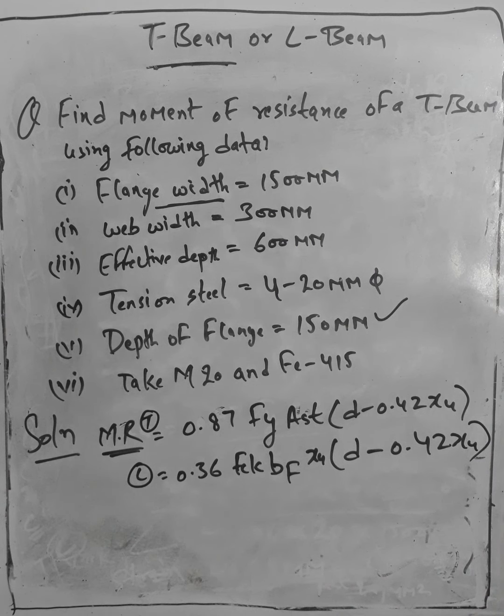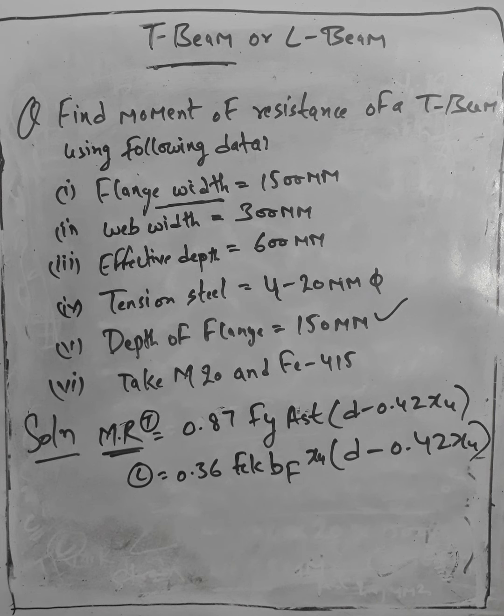But before finding the moment of resistance we have to check the section of the beam. Means we have to design or analyze an under reinforced beam, balanced beam or over reinforced beam. For that you have to check whether XU is less than XU max, XU is greater than XU max, or XU is equal to XU max. These three conditions we have, and we already discussed this in our previous lectures. So for understanding the concept of this equation you have to visit our previous lecture.